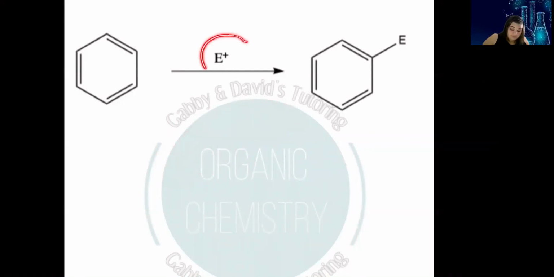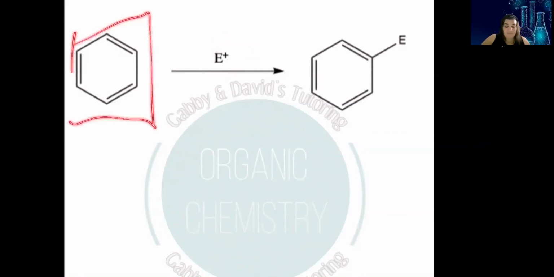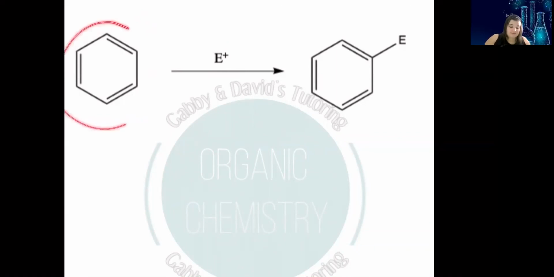So here, this E plus is representing our electrophile, okay? And in these cases, our benzene ring acts as the nucleophile. They're the ones that do the attack. So any of these double bonds can attack. I'm going to use this one right here. So this is going to come on out and grab that E, okay, that electrophile.